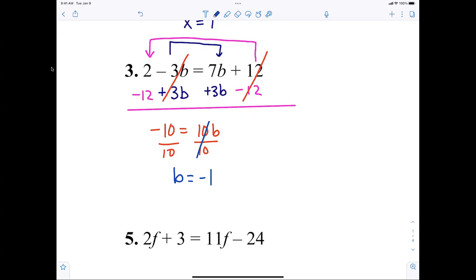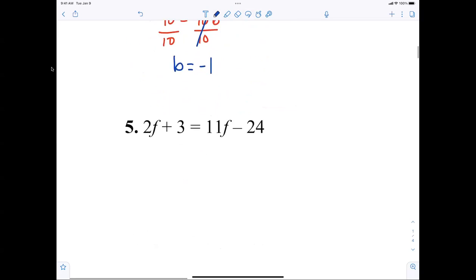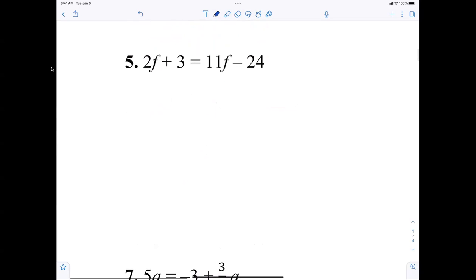We're going to look at number 5. Here we go. So what do you do? For the F, you do -2. Put minus 2F. And then minus 2F plus 24, and then plus 24.